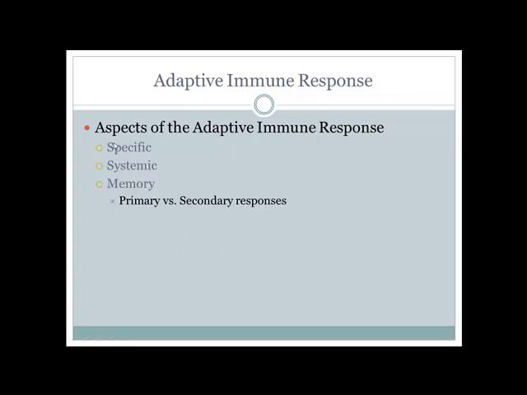With our adaptive immunity, it is specific, it is systemic, and it has memory. That means that if you get infected with a specific virus, your body fights it off and makes antibodies to only fight that virus. It is systemic, so it is throughout your whole body, and your body will also keep a memory of that. What does that mean?